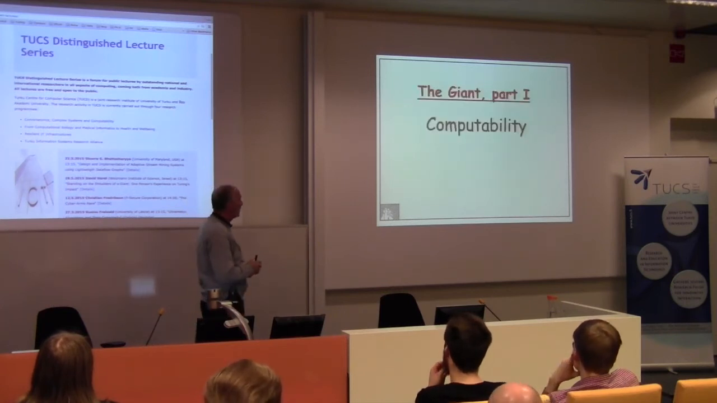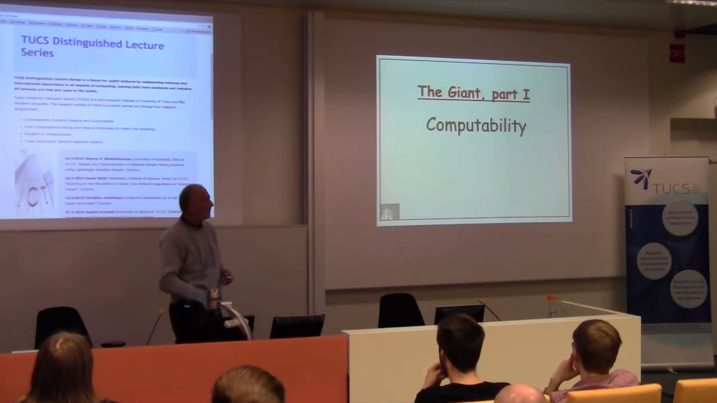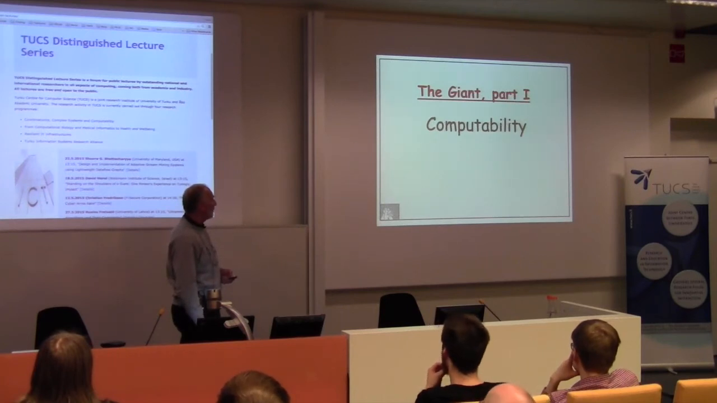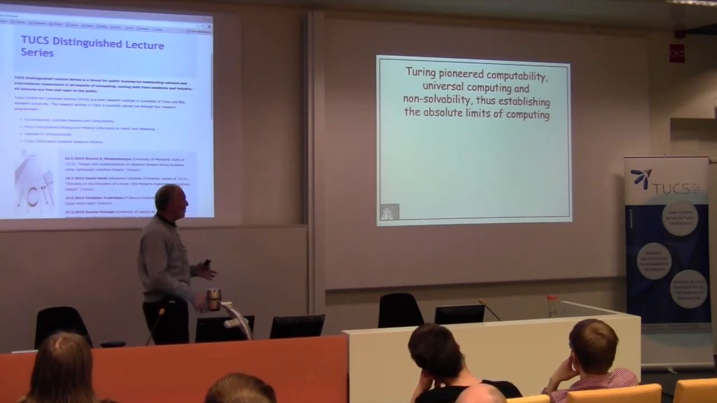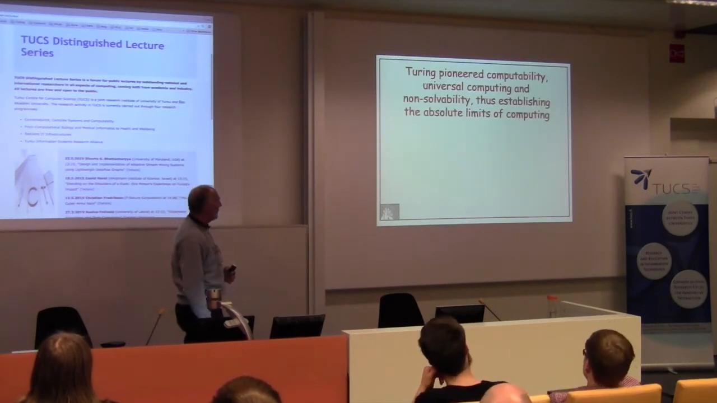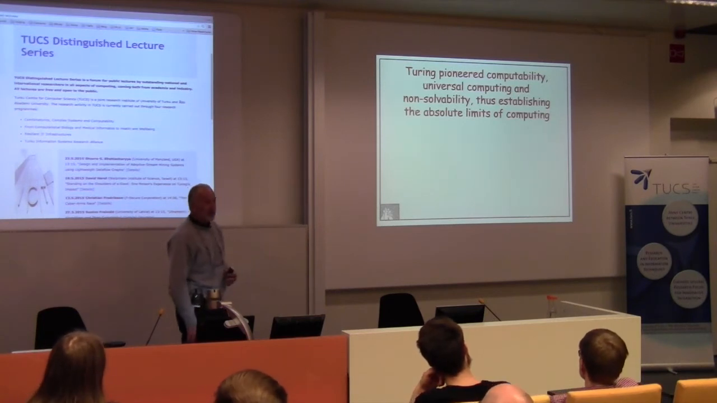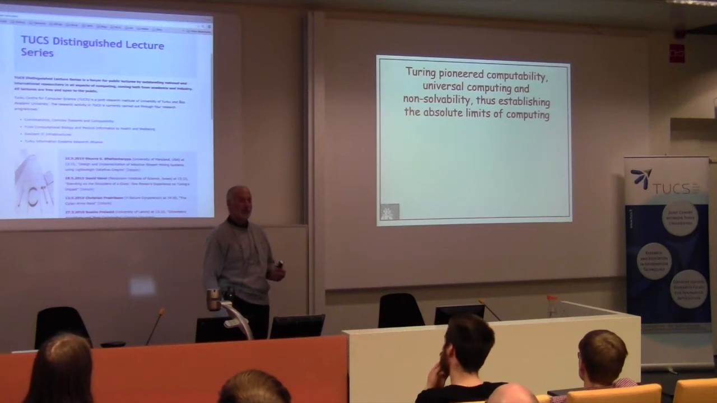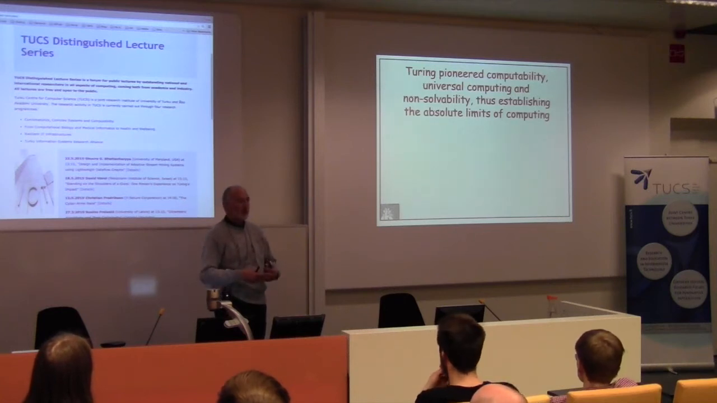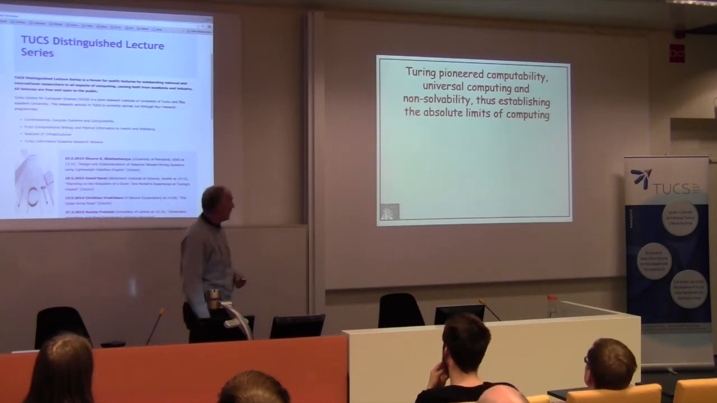So here's part one. First the giant and then the dwarf. Part one is about computability. So, as I said, Turing pioneered the notion of what can or cannot be computed, the notion of universal computing, the notion of non-solvability, which is things that computers cannot do, not because we're not rich enough or young enough or smart enough, but because you can prove that they cannot be done.